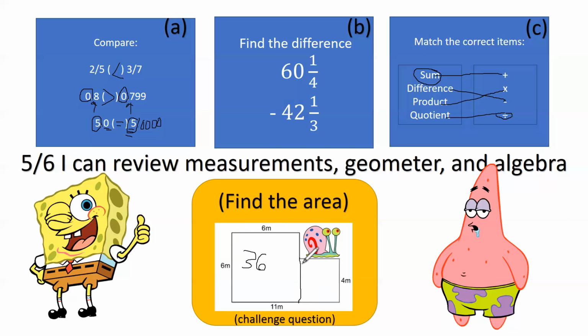And then Gary has to be worth 5. How do I know Gary is worth 5? Because this whole thing's 11. If this is 6, 6 plus 5 equals 11, so that has to be 5. And 5 by 4 is 20. And if this side's 20 and this side's 36, the whole thing has an area of 56 meters squared. And then those were your challenge questions.